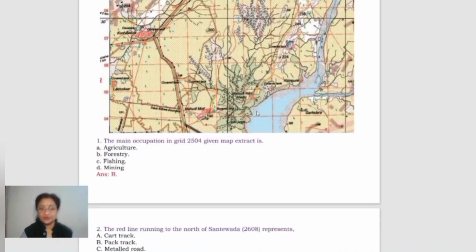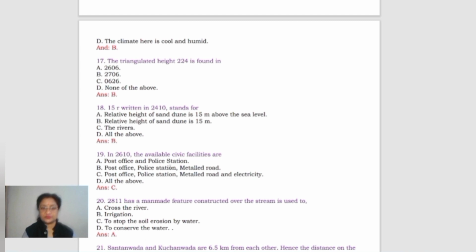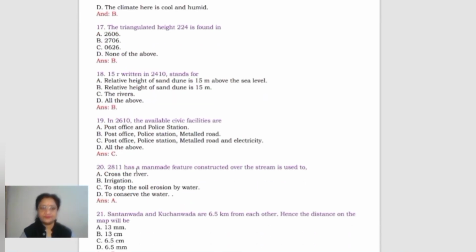Try to understand. 2610. Let's see the options given here. Post office, police station, metal road. Post office, police station, metal road and electricity. C option can be correct, but it's not fully correct, because post office and police station are present in 2611, not in 2610. In 2610, just metal road and electricity are present. If it would have been 2611, then the C option would be correct. So now let's move to the next question.